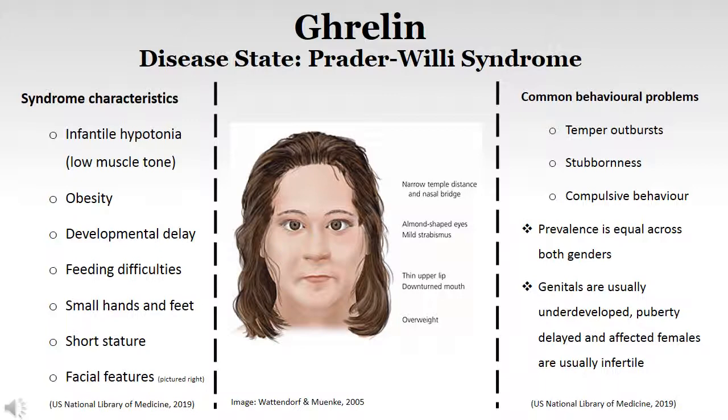Let's take a look now at ghrelin and a disease state known as Prader-Willi syndrome. Some characteristics of this syndrome include infantile hypotonia, developmental delay, feeding difficulties, and short stature. Common behavioural problems seen are temper outbursts, stubbornness, compulsive behaviour like picking at the skin. Prevalence is equal across both genders, male and female. Genitals are usually underdeveloped, puberty is often delayed, and females who are affected are usually infertile.